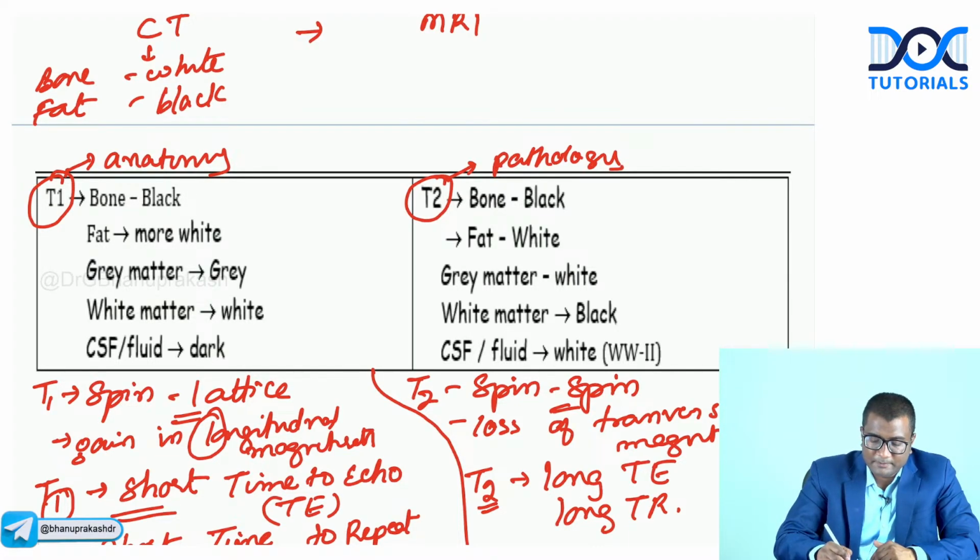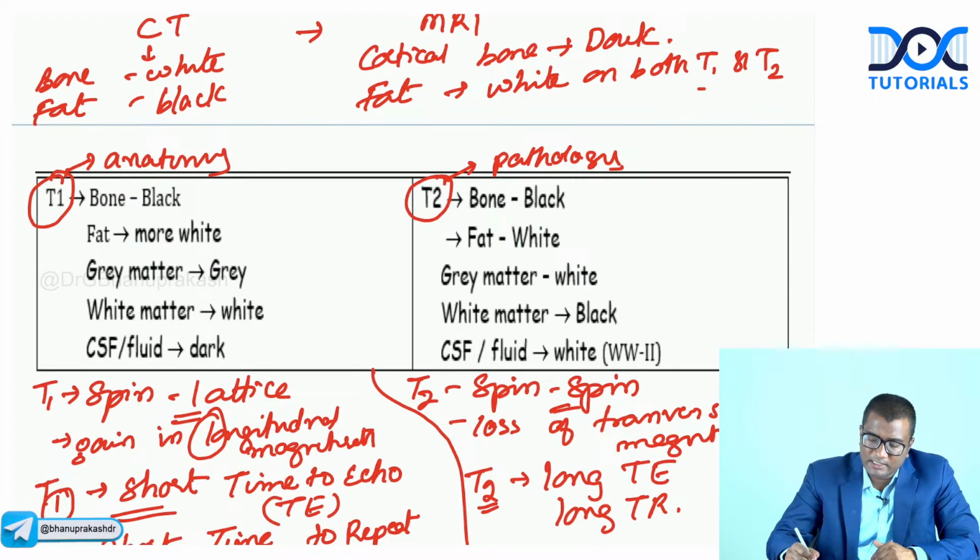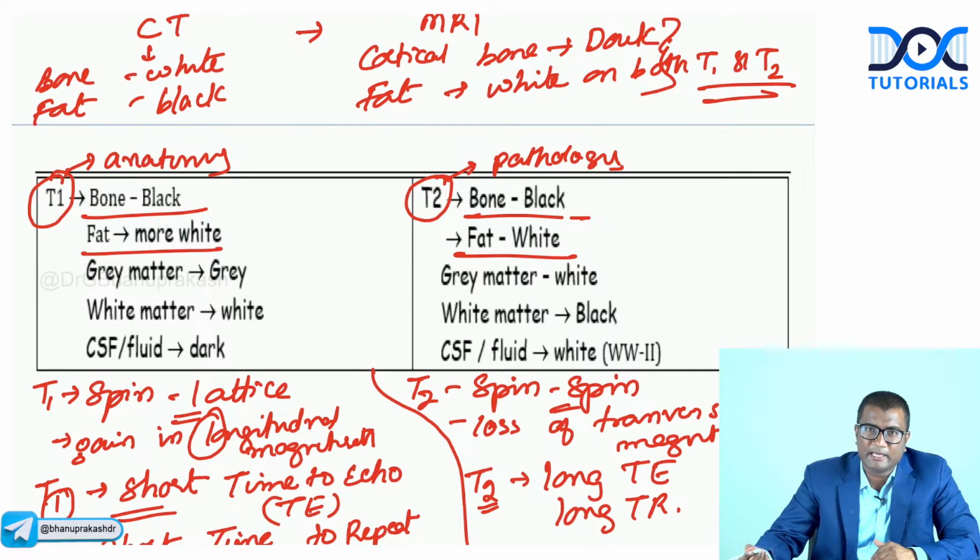Opposite is correct in MRI. The cortical bone is dark on MRI, or hypointense, and the fat, the subcutaneous fat, is white on both T1 and T2. So basically that is a difference. Whether it is T1 or T2, this holds good. Bones are black and fat is white.